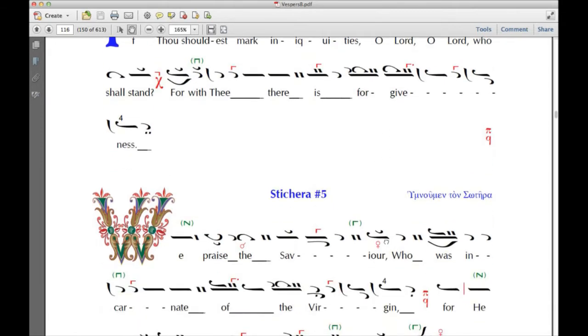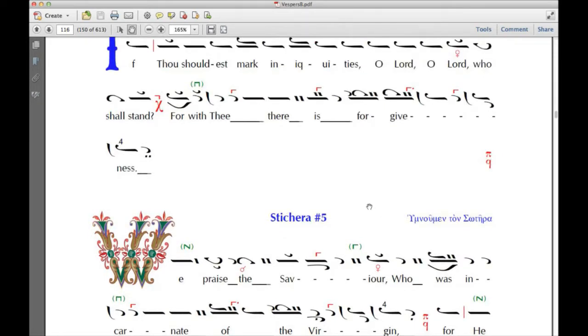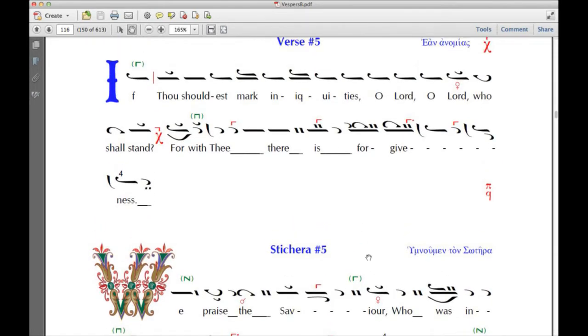Verse number 5, Stichera number 5. If thou shouldest mark iniquities, O Lord, who shall stand? For with thee there is forgiveness.